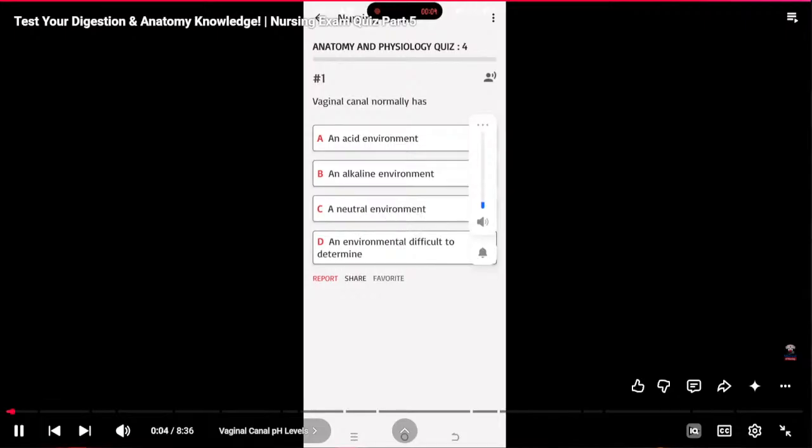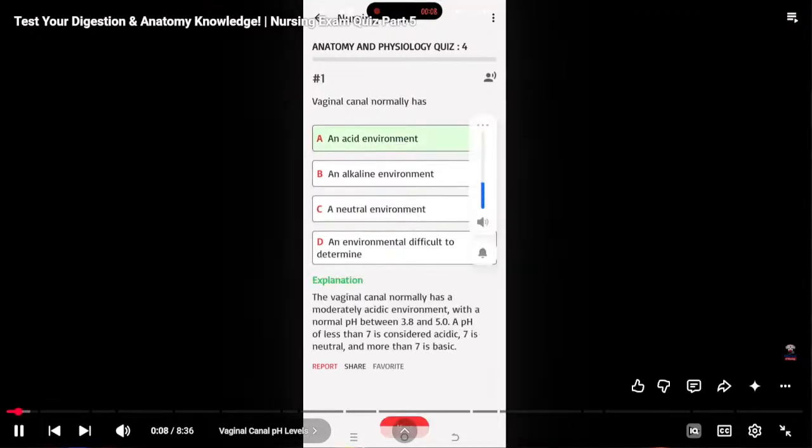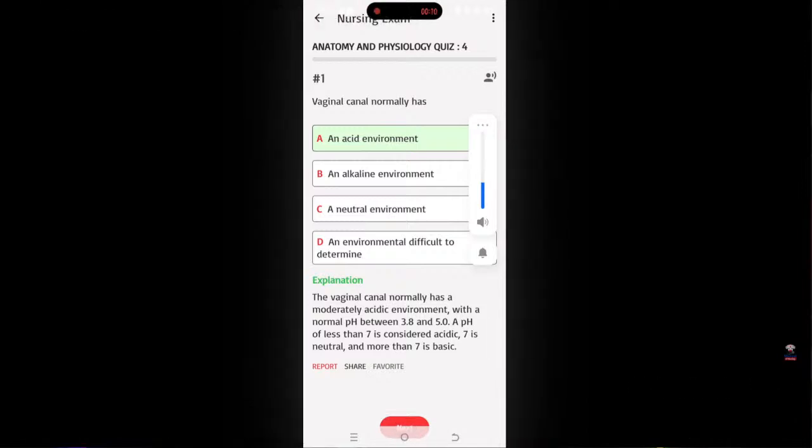Vaginal canal normally has A. An acid. Correct answer. The vaginal canal normally has a moderately acidic environment, with a normal pH between 3.8 and 5.0. A pH of less than 7 is considered acidic, 7 is neutral, and more than 7 is basic.